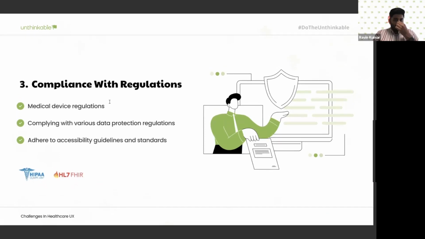By complying with these regulations and requirements, a user experience designer can contribute to creating medical devices that are user friendly, safe, and effective for their intended users, right? So moving ahead, complying with various standards, again I talked about HIPAA, GDPR, HL7. These are a few of the organizations that set guidelines and standards to be followed, especially when it comes to developing a digital platform for healthcare users.